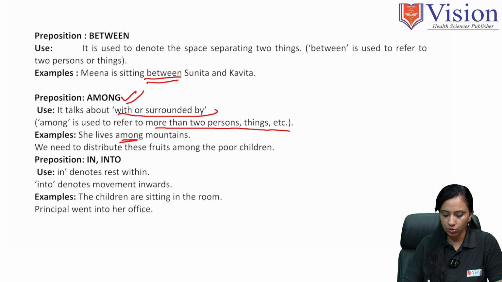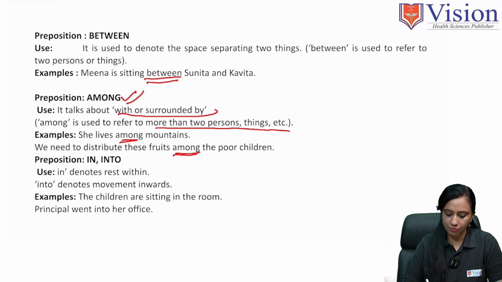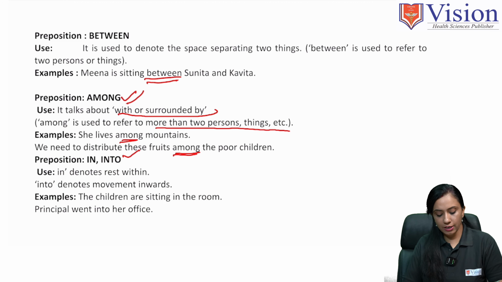We need to distribute these fruits among the poor children. There are more than two. If it had been two poor children, then between. More than two, then among. Among the poor children.